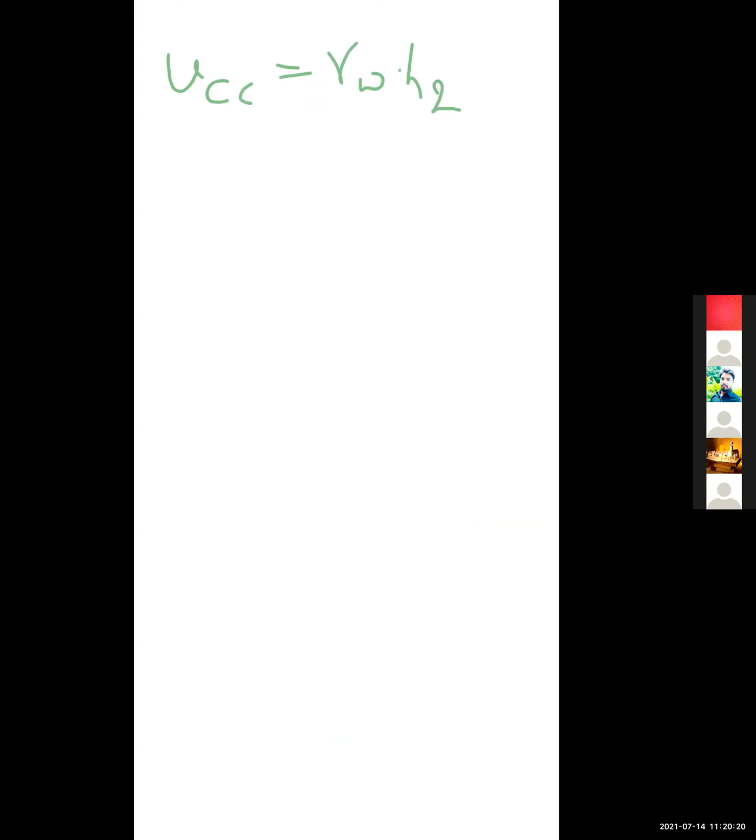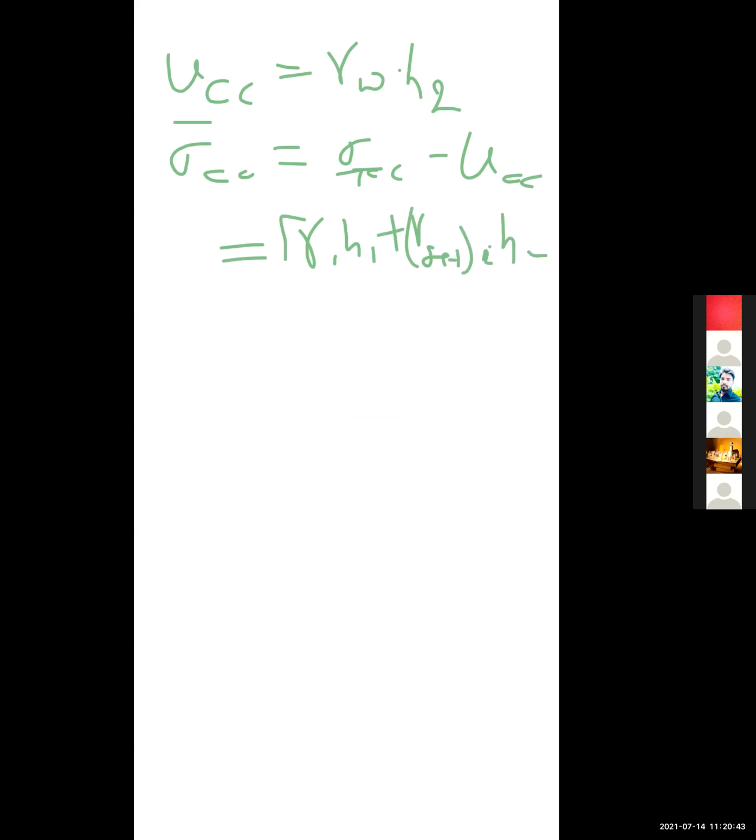Okay. So what is the effective stress at CC? We know effective stress equals total stress minus pore water pressure. So what is the total stress? Total stress equals gamma 1 into H1 plus gamma sat 2 into H2, minus pore water pressure, that is gamma W into H2.